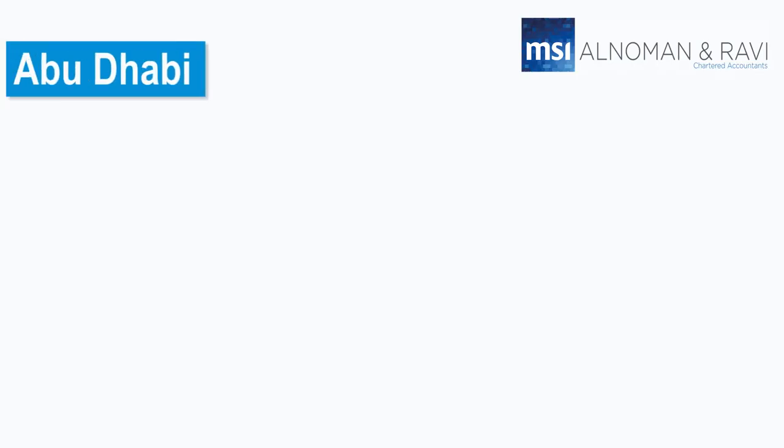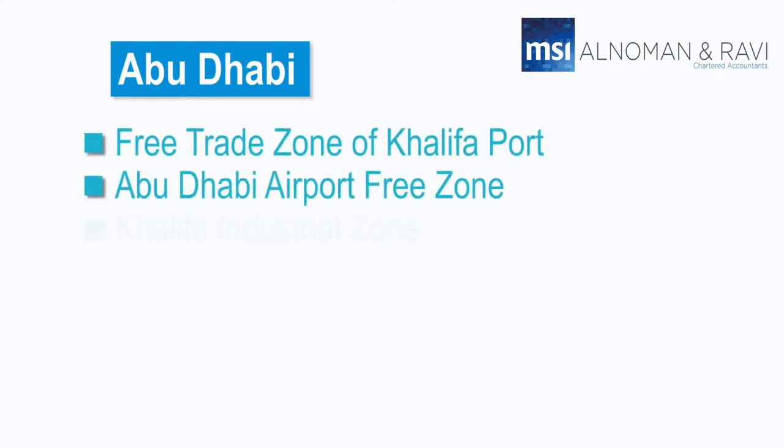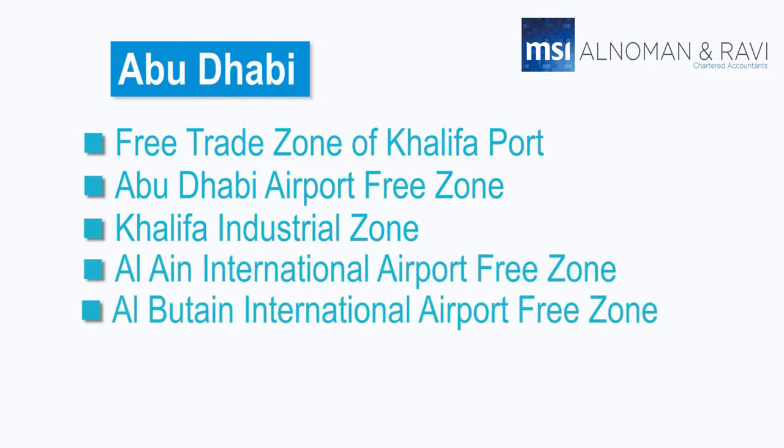Now that we know why certain areas are considered special and treated as designated zones, let's get into the list of designated zones in the UAE as of today. In Abu Dhabi, we have Free Trade Zone of Khalifa Port, Abu Dhabi Airport Free Zone, Khalifa Industrial Zone, Al Ain International Airport Free Zone, Al Bateen International Airport Free Zone.